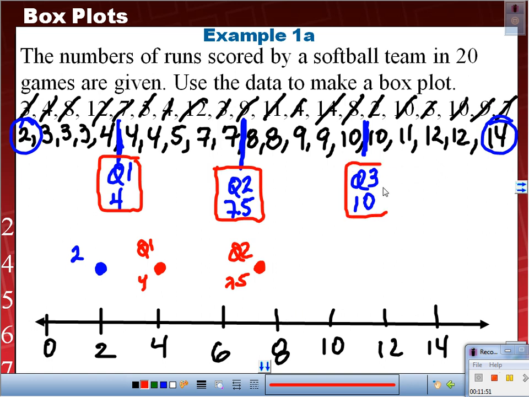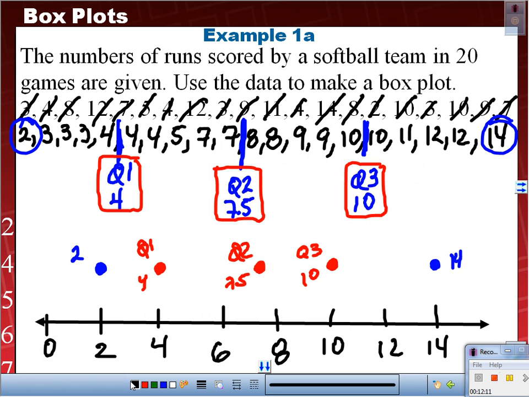Next, Q3. Q3 is 10. Here's 10. Go right there. Label it Q3, 10. And lastly, we do our maximum, which is what? 14, which is right there. Label it 14. Okay, hold on. Hands up if you got up to right there.